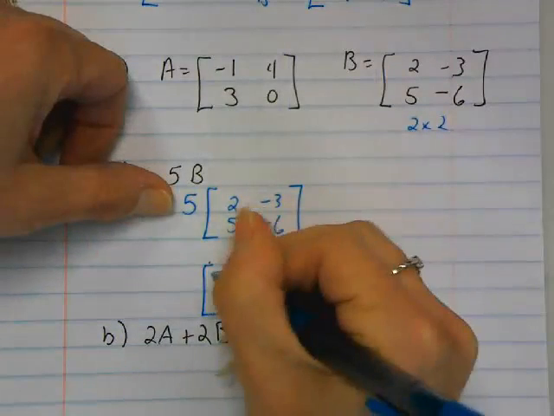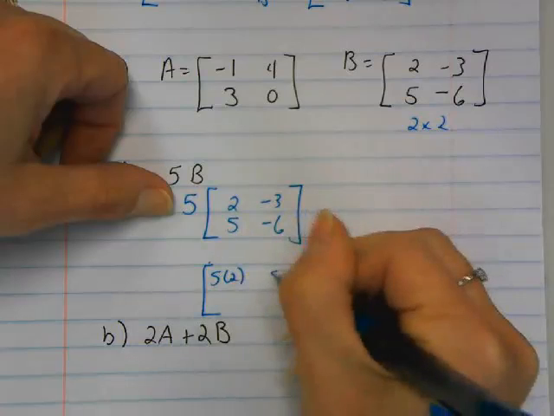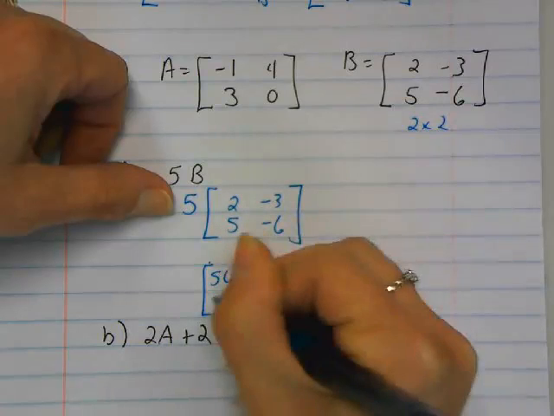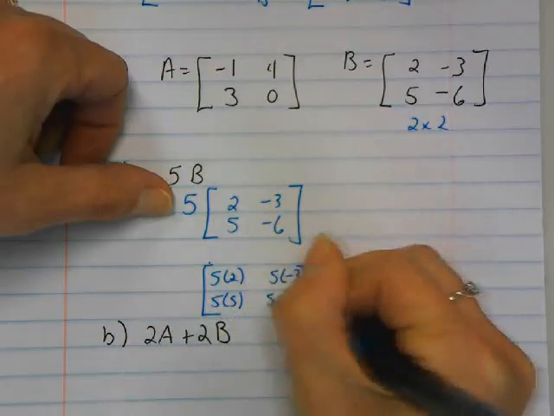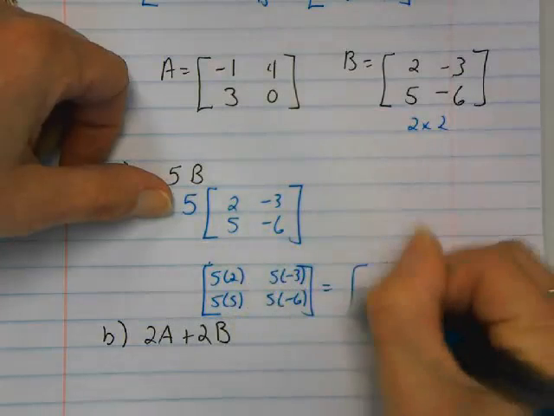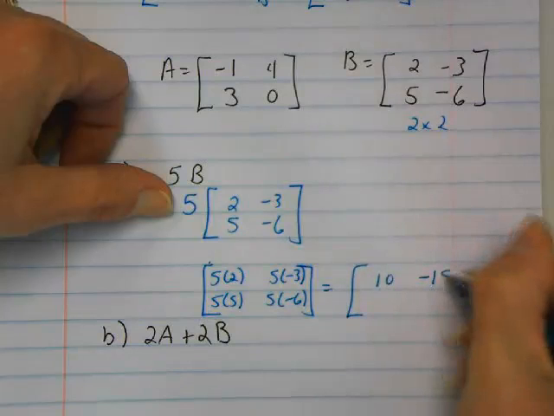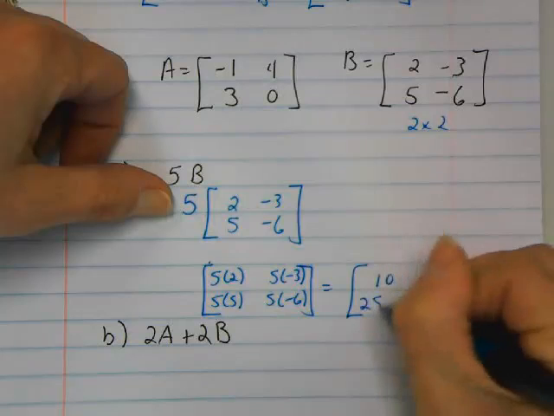So it would be 5 times 2, 5 times -3, 5 times 5, 5 times -6, which gives me 10, -15, 25, -30.